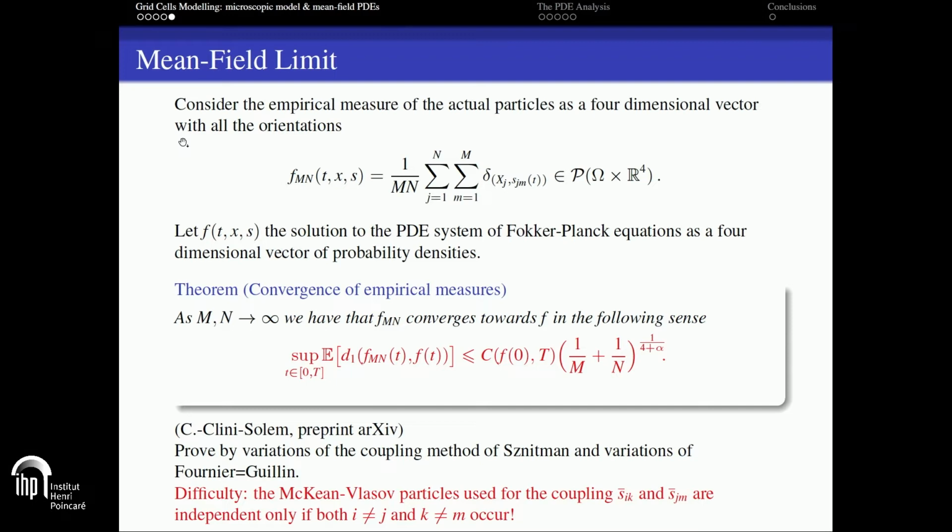And the interesting thing is that you have the 1 over n plus 1 over n there, because of the tricky thing that you need to do in X and S. But I don't claim it's a super result. It's just that you have to do a bit more than just the coupling method of Sznitman. Okay, and then you also have to do some variations of the estimates of Fournier-Guillin for empirical measures because they don't apply directly.